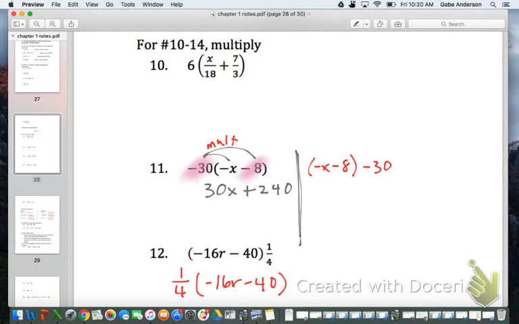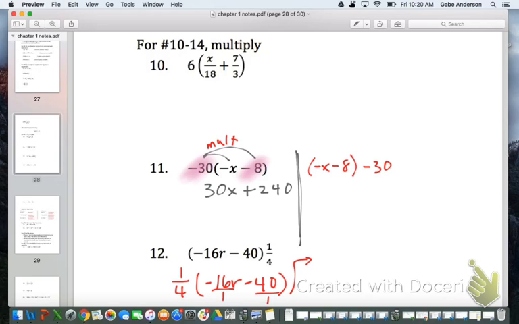So let's take our final couple of minutes and see how you do. Here, it might be helpful for number 12 to put the 16 over 1 and the 40 over 1. I don't know if that's necessary really, but it might be helpful.